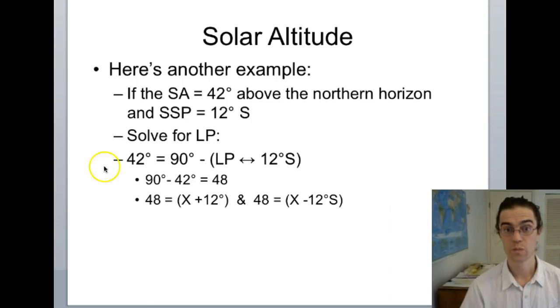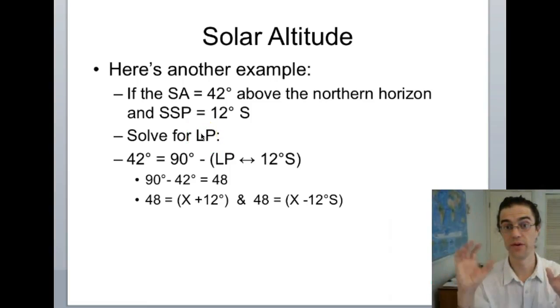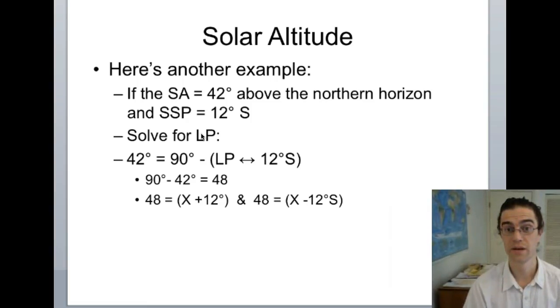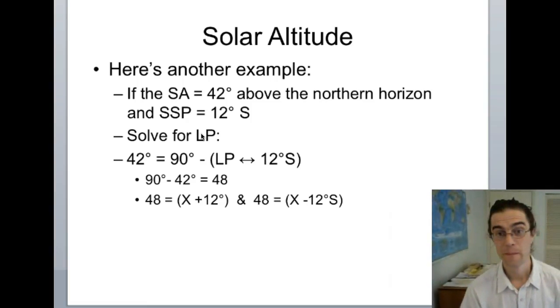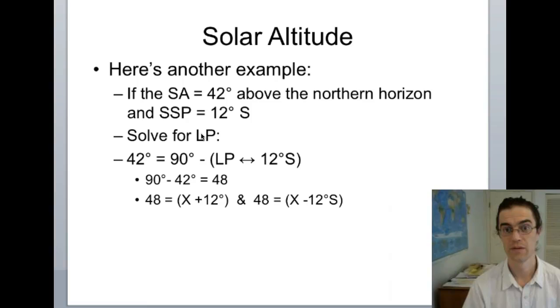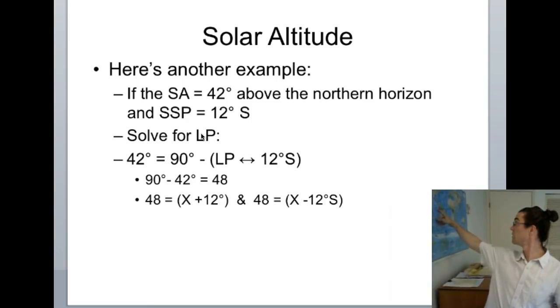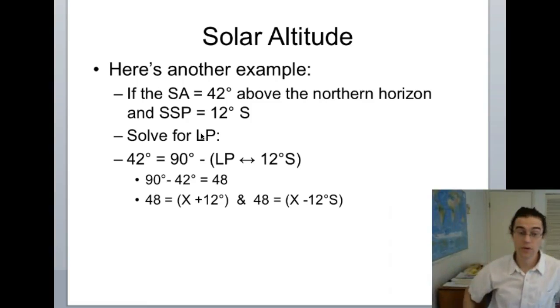And here's another example. Okay, we're going to solve for the latitude of place, in this case, the third variable of the equation. If the solar angle is 42 degrees above the northern horizon, we're a little bit further north there, working up into southern Oregon in terms of coastal West Coast North America. Maybe right around the border there. Yeah, probably just in southern Oregon. And the subsolar point is 12 degrees south. Let's see, where's 12 degrees south? We can visualize that. Ecuador? Maybe into southern Peru, actually.